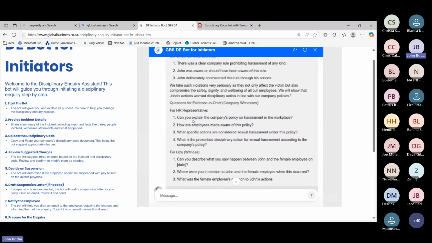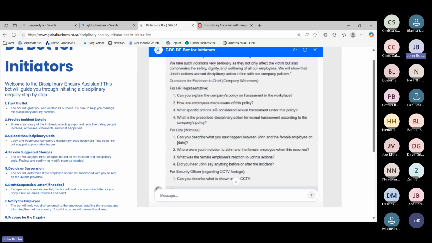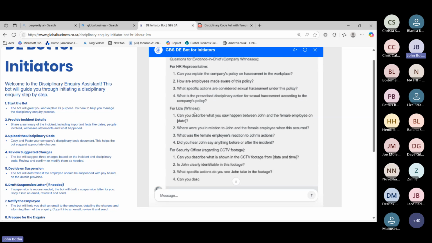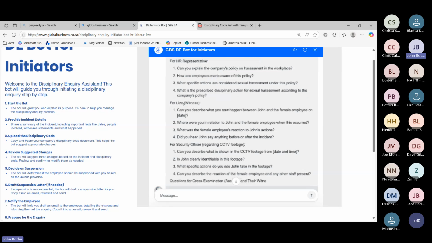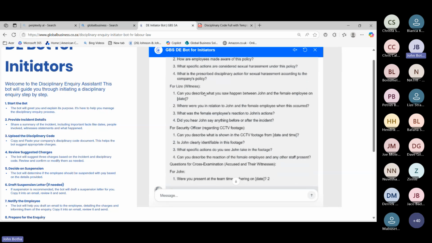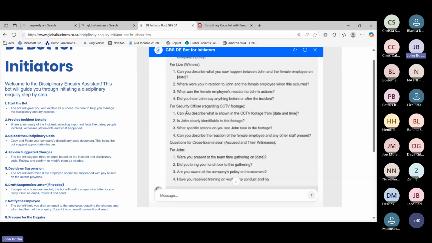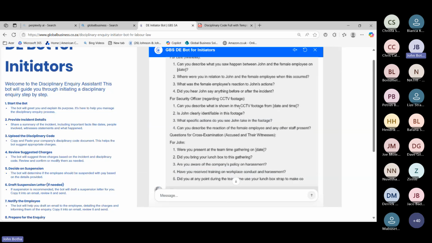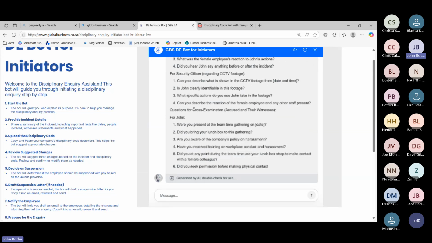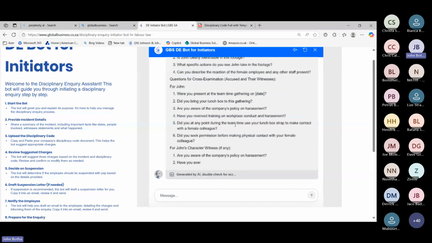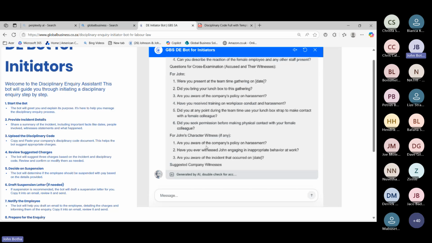Can you explain the company's policy on harassment? How are employees made aware of it? And it even says these are specific questions for Lisa, the witness. So it actually recognized Lisa's role as having witnessed this. Specific questions for the security officer with the CCTV footage, and then questions for cross-examination of John. Even character witnesses, John's character witness in that regard.